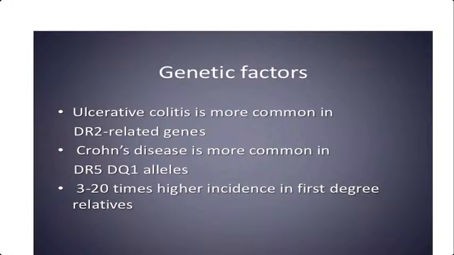So for genetic factors, ulcerative colitis appears to be more common in those individuals who have DR2 related genes, whereas it's different for Crohn's disease, more common in those who have DR5, DQ1 alleles, and a 3 to 20 times higher incidence in first-degree relatives. And that's why you saw that the rate for monozygotic twins in Crohn's disease appears to be pretty high, at almost 60%.